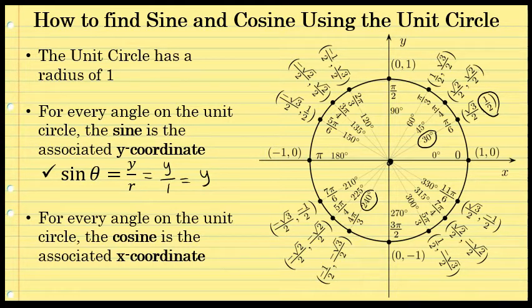Likewise, the cosine is just the x-coordinate. The cosine of 30 degrees would be the square root of 3 over 2. Again, because the cosine ratio is x over r, and r is 1 on this unit circle, the cosine is just the x-coordinate. Let's quickly discuss 5 examples of finding sines and cosines around the unit circle.